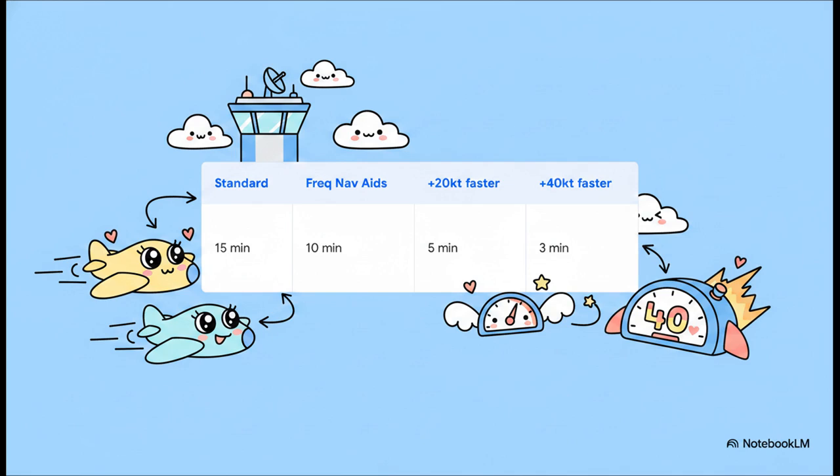And we can compress this even further if the leading aircraft is faster. If the leading aircraft is maintaining a true airspeed 20 knots faster than the succeeding aircraft, separation drops to 5 minutes. And if the leading aircraft has a massive 40-knot speed advantage, that separation drops to just 3 minutes. The logic is pretty simple. The faster aircraft is constantly pulling away, which increases the safety buffer every single second.